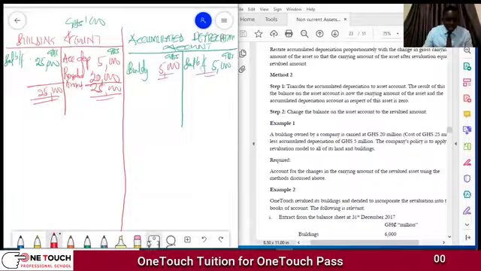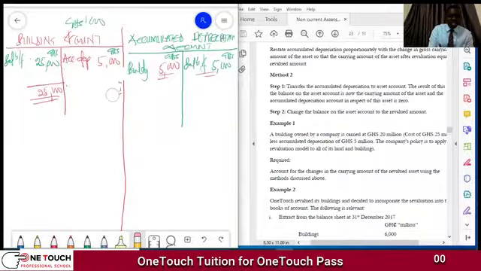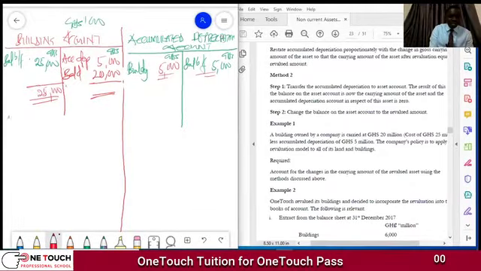Excuse me, let me make this correction. By transferring the accumulated depreciation to the asset account, we get the carrying amount. So here, let me say balance carried down, which will be 20,000, represents the carrying amount. So balance brought down of 20,000. This becomes the carrying amount. That is the carrying amount. Okay, good.